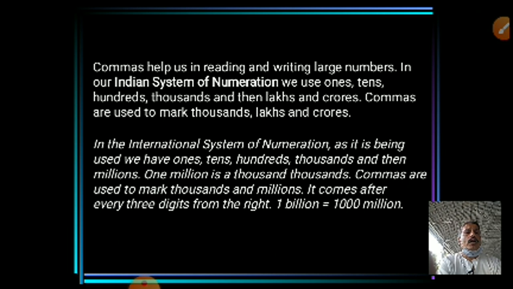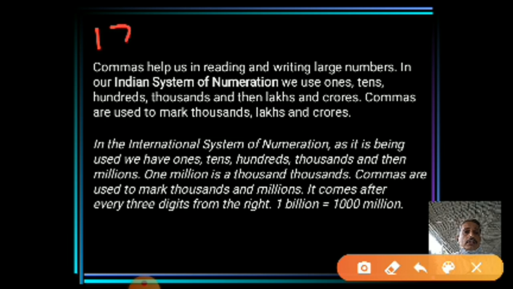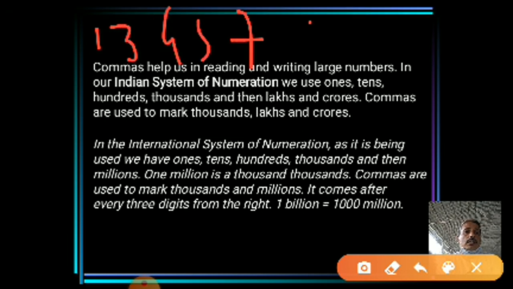Now have you seen a big number that is very difficult to read out? Suppose I am writing here 1, 3, 4, 5, 7, 8. This is one big number I have written here. It is very difficult to read out. What is the number? You cannot read out 1, 3, 4, 5, 7, 8 like this. We have to read it as lakh, thousand, hundred, etc.